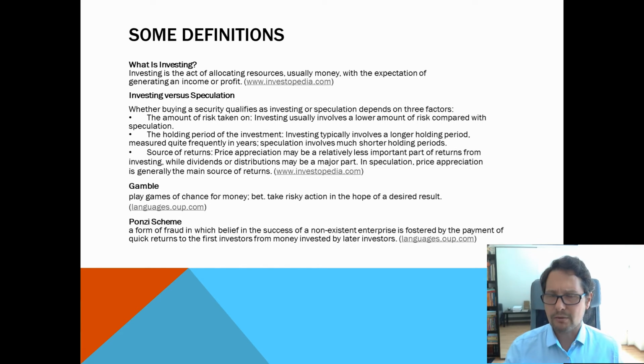And another definition that I want to bring up is the definition of a Ponzi scheme. A Ponzi scheme is a form of fraud in which belief in the success of a non-existent enterprise is fostered by the payment of quick returns to the first investors from money invested by the later investors. Now, what's drawing the attention are the words non-existent enterprise. Basically, behind Bitcoin there is nothing.